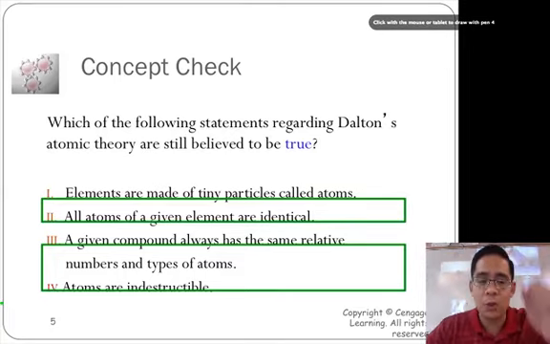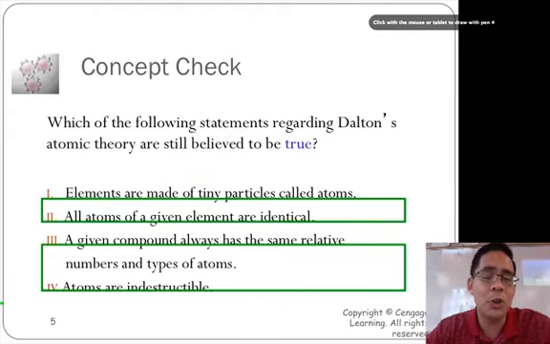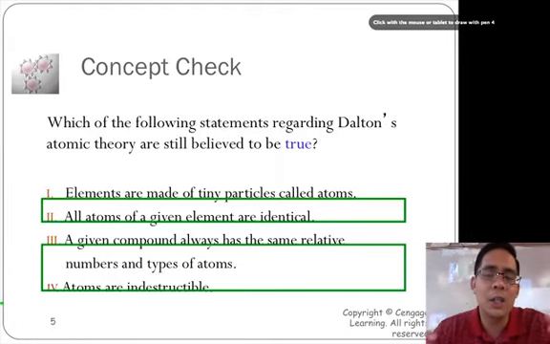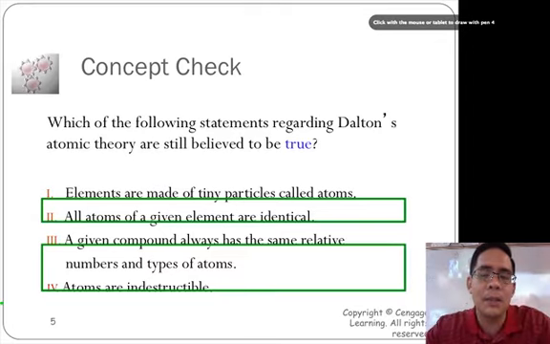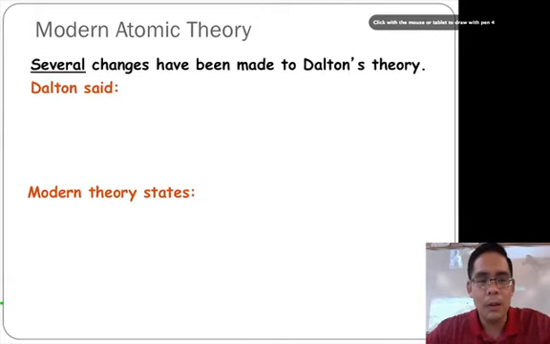What's actually not true anymore is number 2. All atoms of a given element are identical. It turns out there are isotopes that a carbon atom can have: carbon 12, carbon 13, carbon 14, and so they're actually not identical. And atoms are not indestructible because when we deal with nuclear reactions, we actually change an atom and break it into pieces. Or if I take 2 of them, I can fuse them together. And we'll talk about that in more detail later.